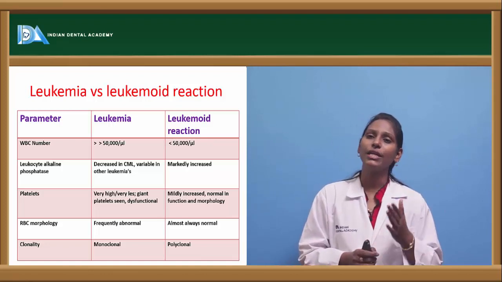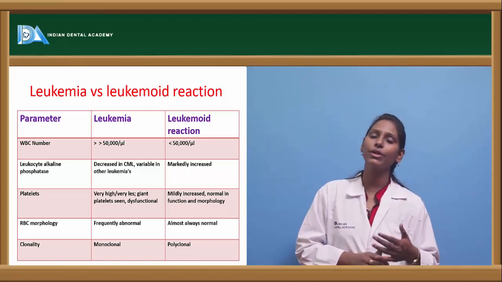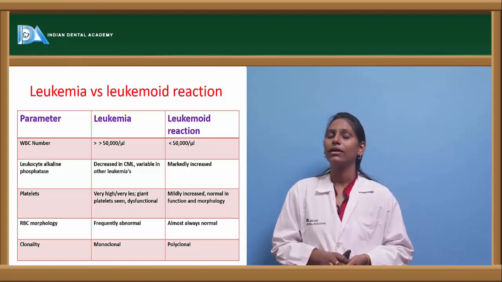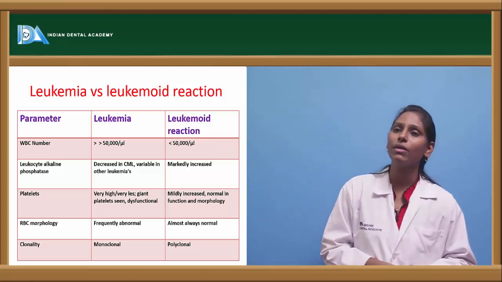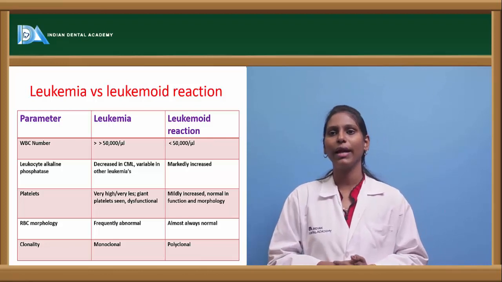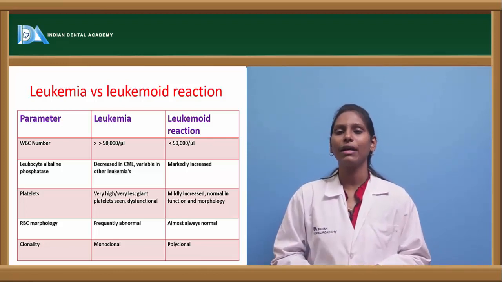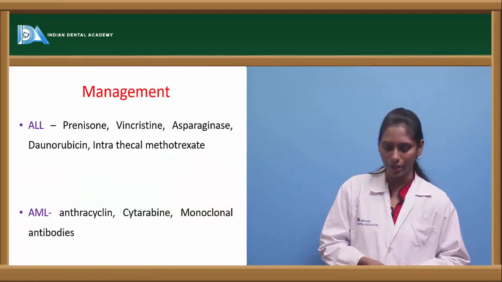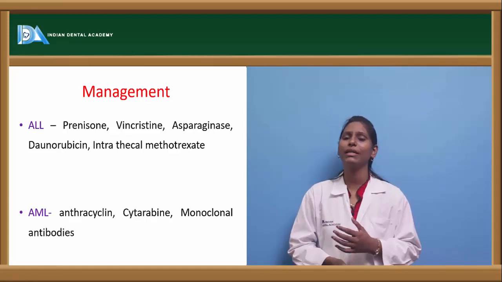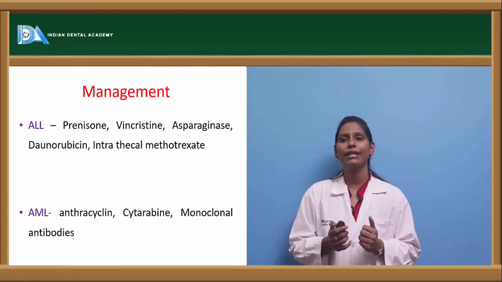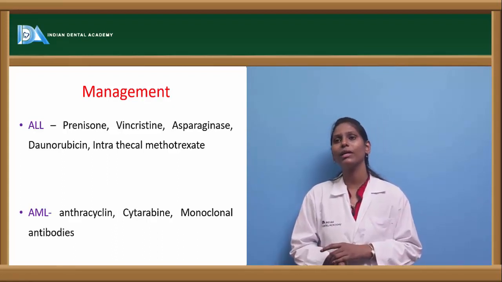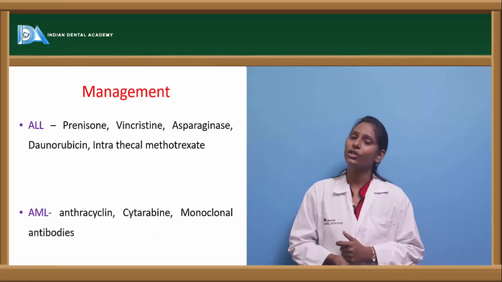And RBC morphology in leukemia is frequently abnormal because of crowding out of the RBCs by the increased WBCs. Whereas in leukemoid reaction, RBCs are usually normal. And regarding clonality, leukemia is monoclonal, whereas leukemoid reaction is usually polyclonal. And coming to management, leukemia is predominantly managed through chemotherapy, and we have various regimens for that. In case of chemotherapy for acute lymphocytic leukemia, prednisolone, vincristine, asparaginase, daunorubicin could be used.